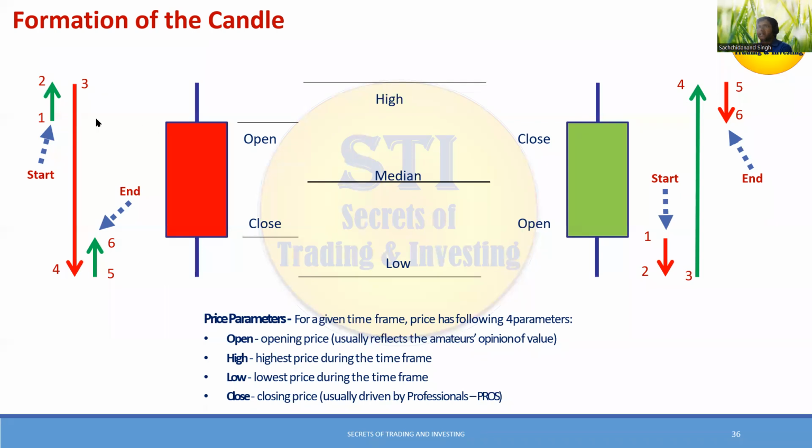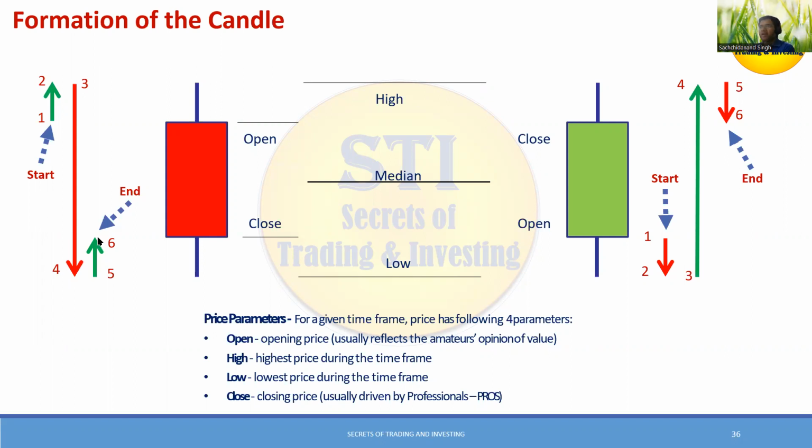Then the price moves from 1 to 2 in the upward direction, and again from point 3 to 4 the price comes in the downward direction, that is, price is falling till 4. And again from 5 to 6 the price moves up, and 6 is the closing point, that is the end of that time frame, and that is the end of the candle.